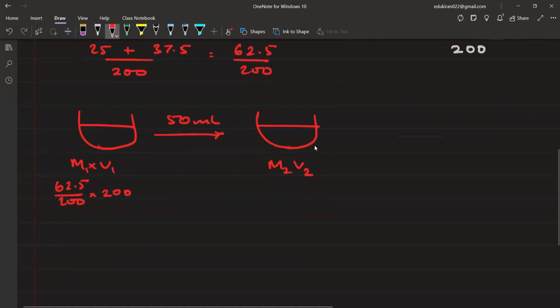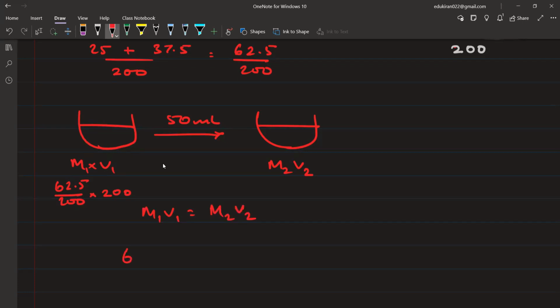Now, here M1V1 and M2V2 will be equal. Why? Because the number of moles in the initial and the final solution is the same. The number of moles of solute is neither increasing nor decreasing. We are not removing solute particles, nor are we adding solute particles. So I can write M1V1 is equal to M2V2. This is for dilution.